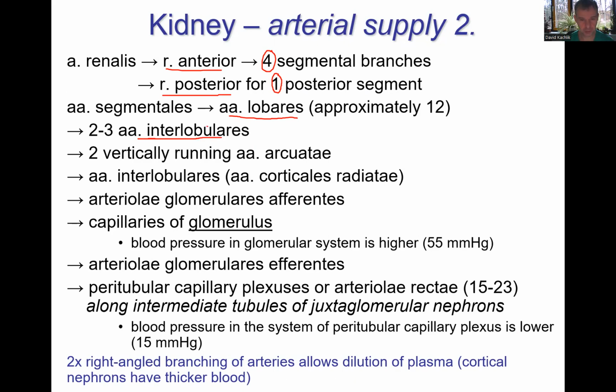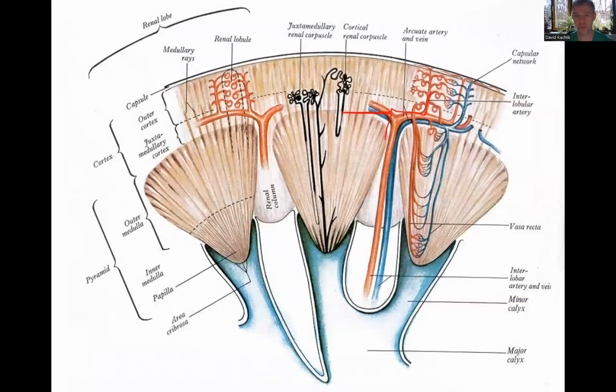These lobar then branch into 2 or 3 interlobar. Sorry, here should be interlobar. I'm sorry for this mistake. Interlobar. And these interlobar arteries come and branch into vertically running arcuate arteries. And these arcuate arteries run in between cortex and medulla. So you can nicely see it here, the arcuate artery running at the border of medulla and cortex.